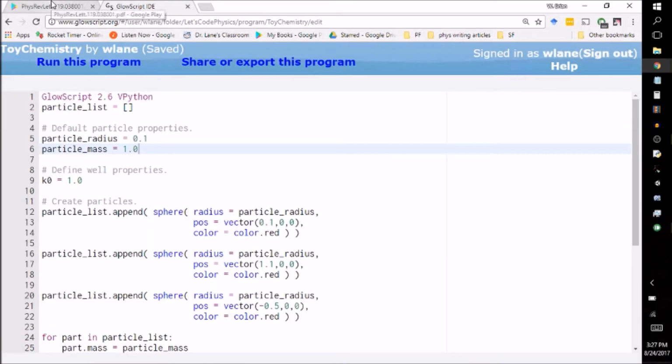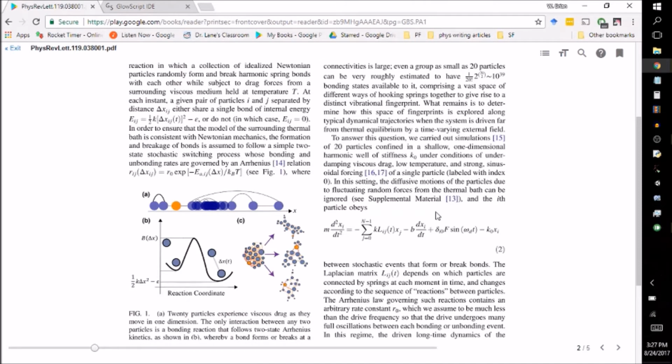So if I go back over to the article that we're referencing, this 2017 article found in Physical Review Letters, that's just this little part here. I think what I'll do this time is add in the damping force and the driving force. I think that would be a fun thing to add in next, and we'll save this rate bonding until later. So let's add in these two.